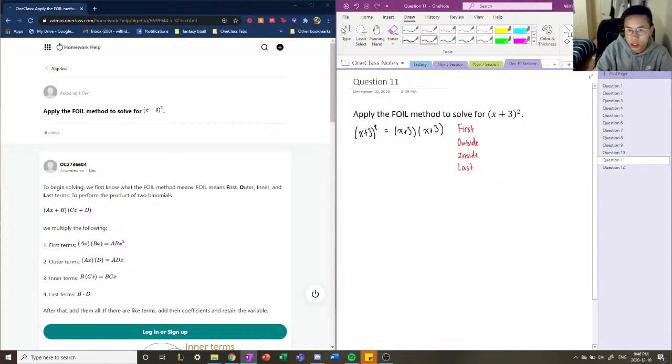What this means is that you want to multiply the first two terms in each bracket, then the outside terms to each other. If you think of these as relationally distanced from each other, the outside terms are the lateral terms, and the inside terms are the medial terms. When they say the outside terms, they're talking about the two outermost terms. When they talk about the inside terms, they're talking about the two innermost terms. When talking about the last terms, they're talking about these two terms. I'll draw it out for you. The first terms are x times x. The outside terms are x times 3. The inside terms are 3 times x. And the last terms are 3 times 3.